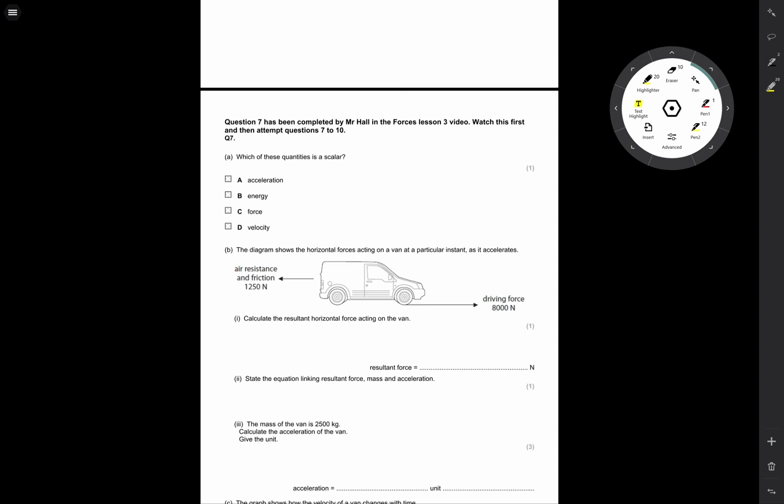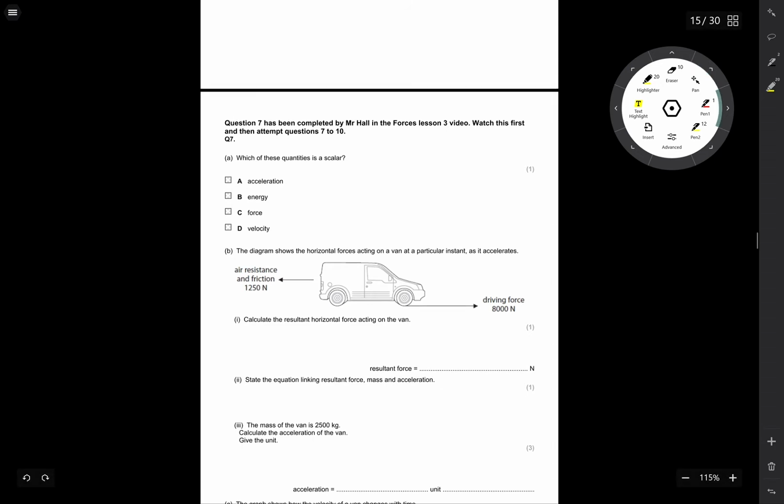Okay, so question 7 for the third part of forces in motion. Which of these quantities is a scalar? A scalar is something that only has magnitude, no direction. Whereas a vector has magnitude and a direction, so we'd represent it with an arrow. Obviously, you can accelerate upwards, downwards, left to right, and it makes a difference which way you're going. So that would be a vector.